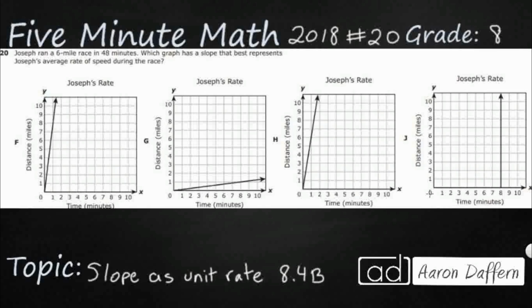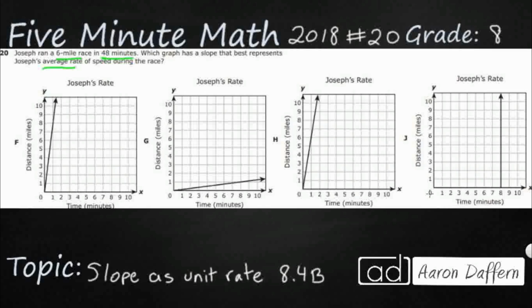So we've got Joseph, he's running a race. He's got a 6-mile race, and he does it in 48 minutes. So we need to find a graph that has that slope, and that slope is going to represent that average rate of speed. So take a look at what we've got here.